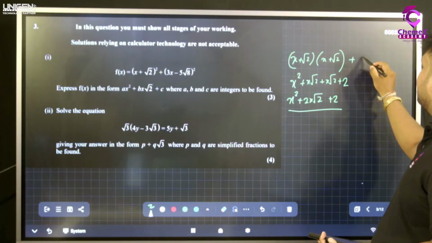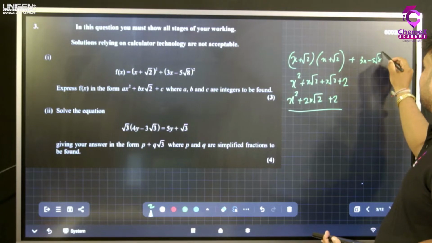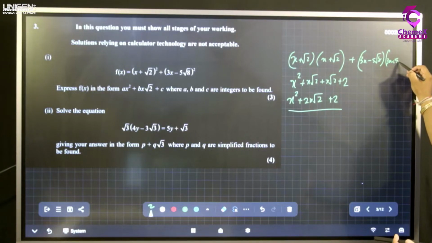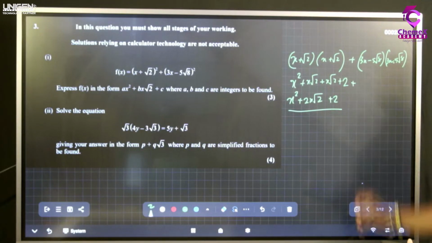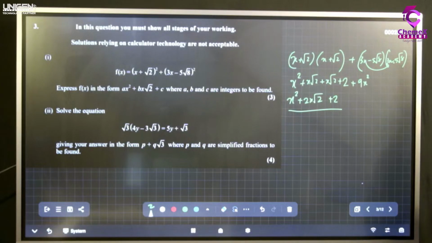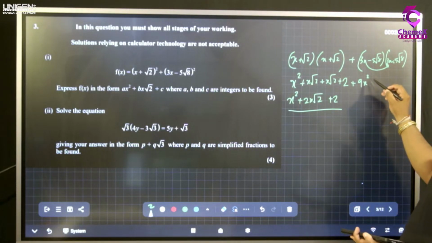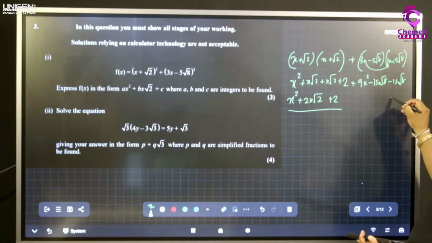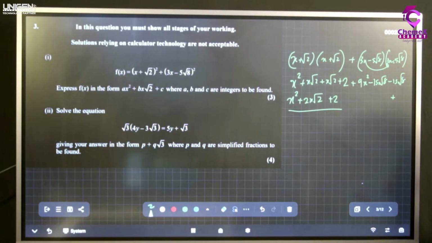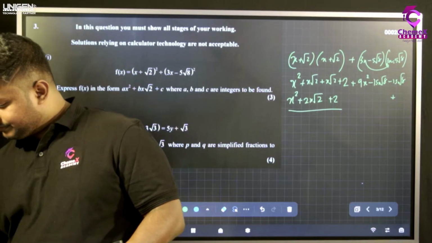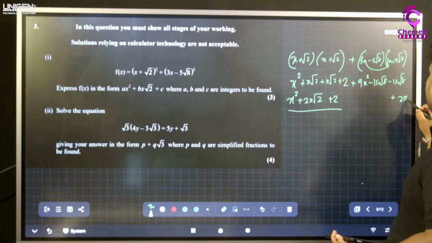The next one, 3x minus 5 root 8, and you expand it with what? 3x minus 5 root 8. So what do you get then? 3x into 3x, 9x squared. Then 3x into 5 root 8, minus 15x root 8. Last one is what? Plus 25 into 8. So what is 25 into 8? 200. Yes, plus 200.